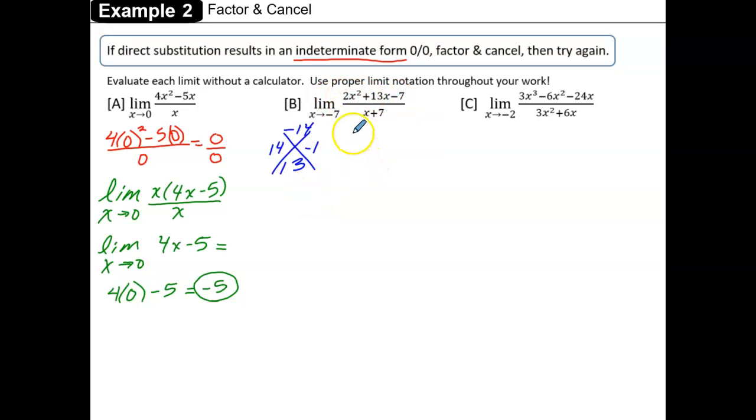Since the leading coefficient is 1, I'm going to factor this with a box to organize my factors. First term of my quadratic trinomial goes in the first box. The constant, the last term, goes in the last box, negative 7. And then my diagonal comes from my crisscross. So I'll have a 14x and a negative 1x.